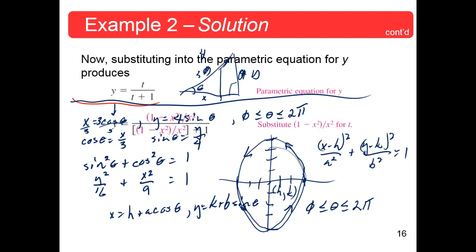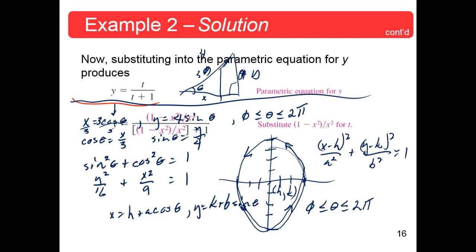Now, it's said that in examples 2 and 3, eliminating the parameter is primarily to aid in curve sketching. When the parametric equations represent a path of a moving object, the graph alone is not sufficient to describe the motion of the object. You still need the parametric equations to tell you position, direction, and speed at a given time. You can't get that by eliminating the parameter.